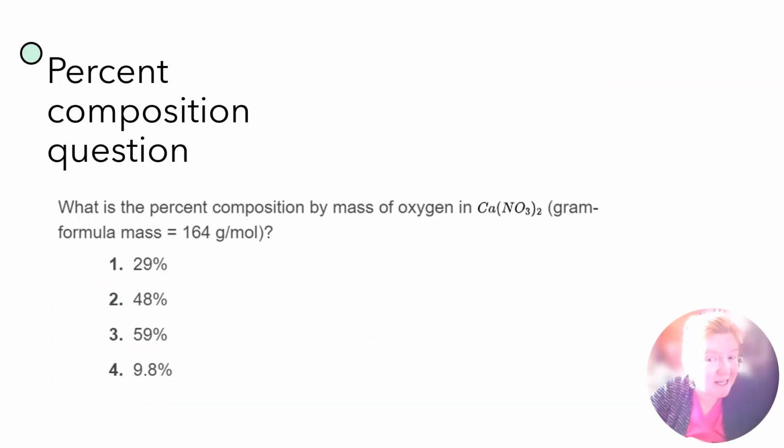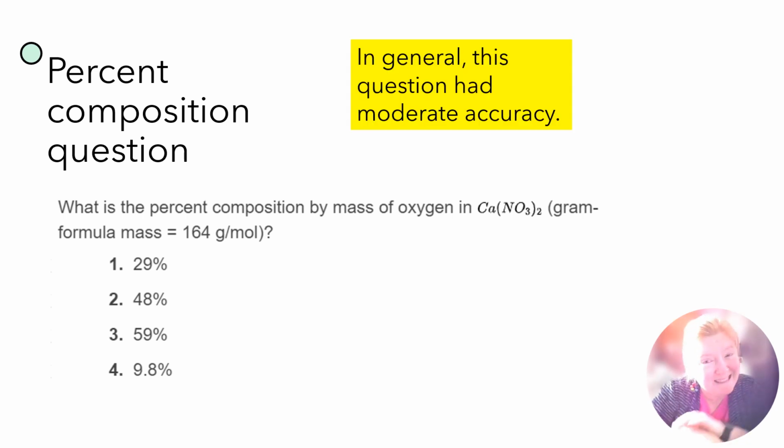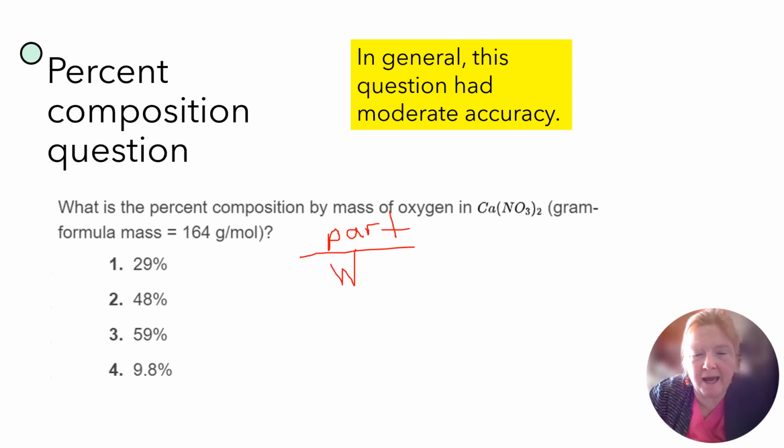All right, so the percent composition question. Moderate accuracy, okay? This one, what you had to remember is the formula for percent composition. And you don't actually have to remember it. It is on the back of your reference table. It's mass of part over mass of whole, okay, times 100. All right, and when you do that, that's how you get your answer. All right, so gram formula mass is the whole thing. That's 164. That goes here, okay?